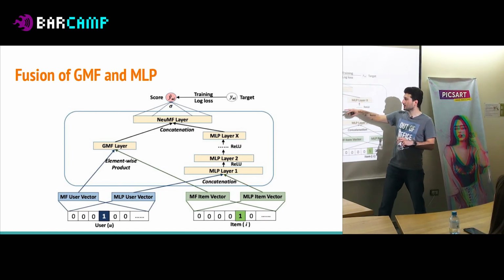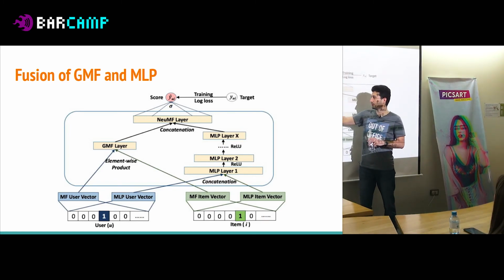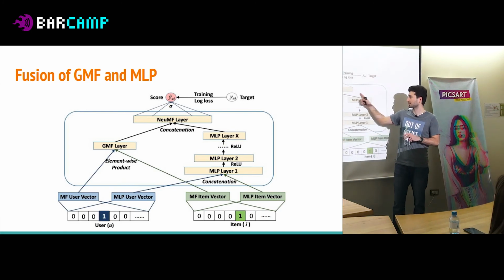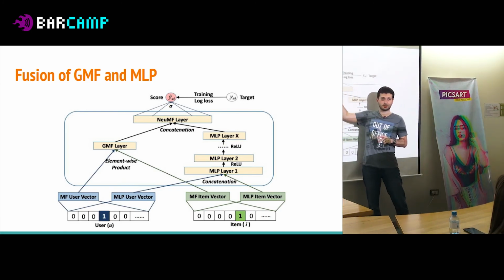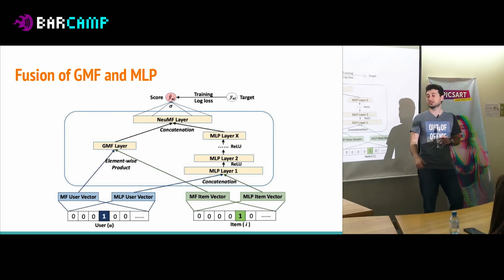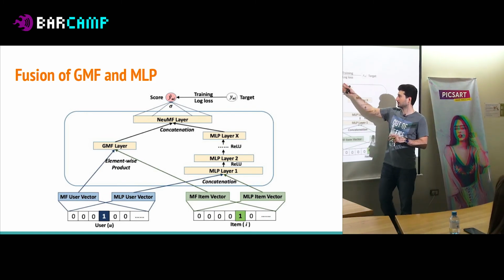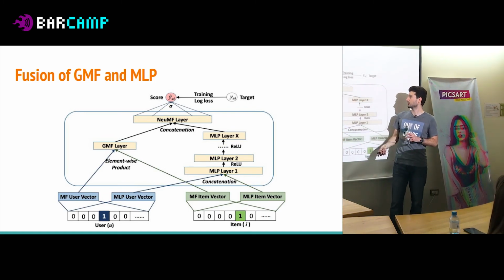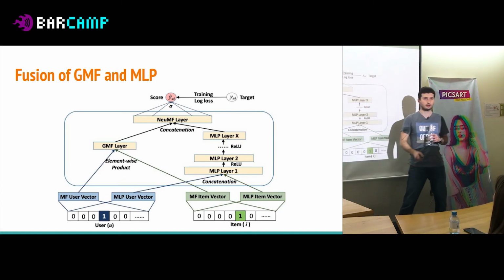At the end, we get a representation that is achieved by the GMF, and then a representation that is achieved by MLP, concatenate them, and put them into the decision layer, where in the case of binary classification, we can use sigmoid, and then we train it with log loss.